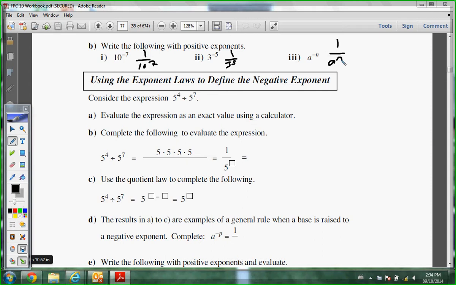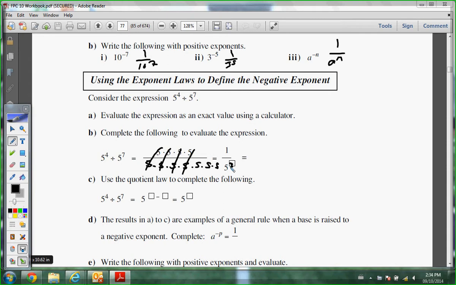So consider the expression. We're going to prove this using exponent laws: 5 to the 4th divided by 5 to the 7th. What that means is we're going to have 7 5s on the bottom: 1, 2, 3, 4, 5, 6, 7. So they cancel, and we have 3 on the bottom.